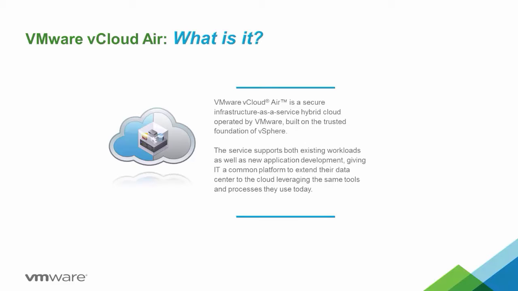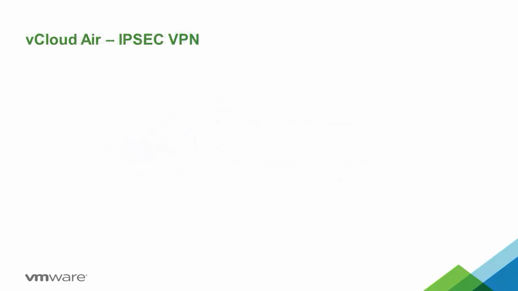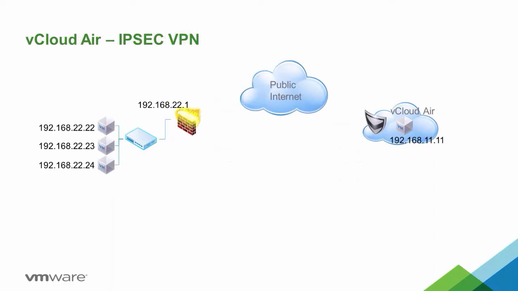That may work for some, but in most cases, customers want to extend their data center and they want to connect their on-premises data center with the vCloud Air virtual data center. And then the most common way of connecting these data centers will be by using an IPsec VPN tunnel. So how exactly does IPsec VPN work?